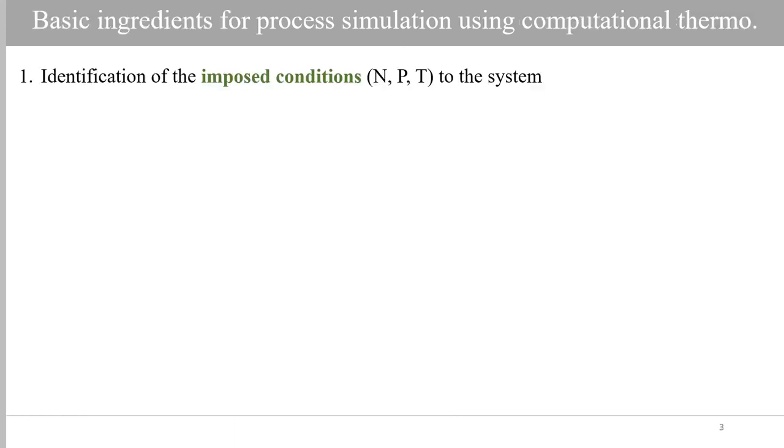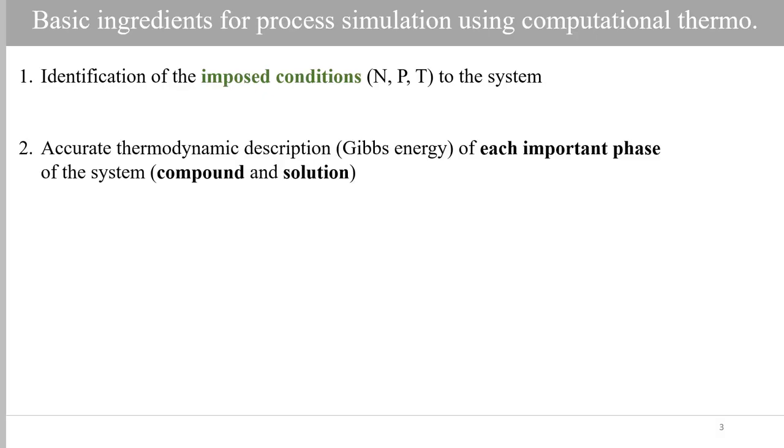Here are the basic ingredients that you need when you want to successfully simulate a process using computational thermochemistry. Like we've just mentioned, it is important to be able to identify all the imposed conditions to the system. We also need to have an accurate thermodynamic description of each important phase of the system. That could be compounds or solution phases. This is where the FactSage software is so useful because we have specialized databases for different primary metal production.